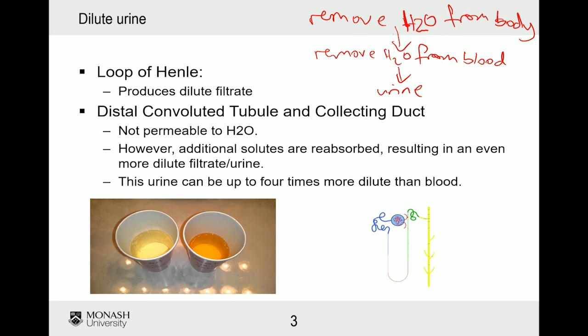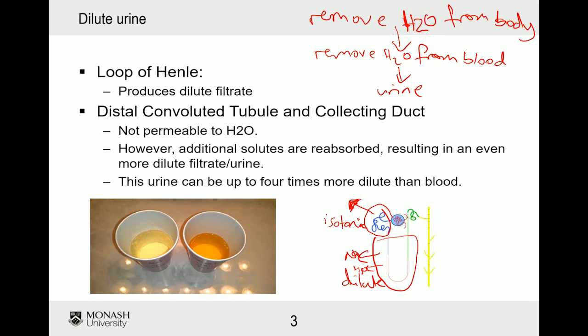Now first of all, we've got the proximal convoluted tubule. It always does the same thing when it comes to the concentration of urine. It goes through reabsorption and produces an isotonic filtrate to the blood. The loop of Henle makes a dilute filtrate because it removes more sodium than water. Let's draw that small.